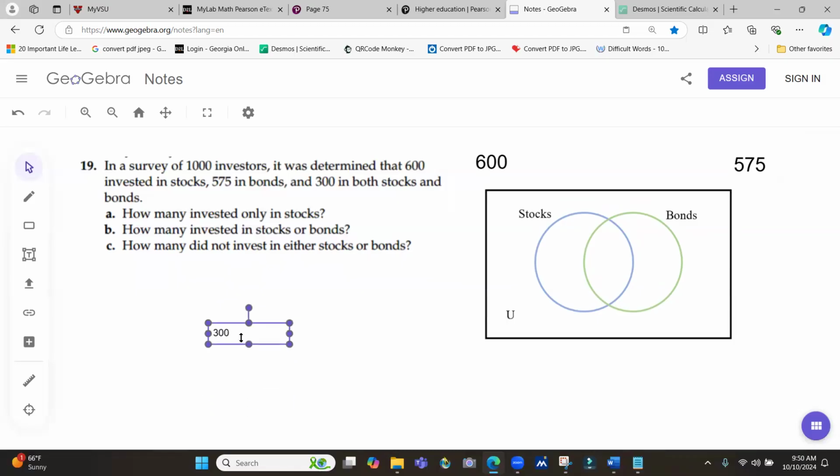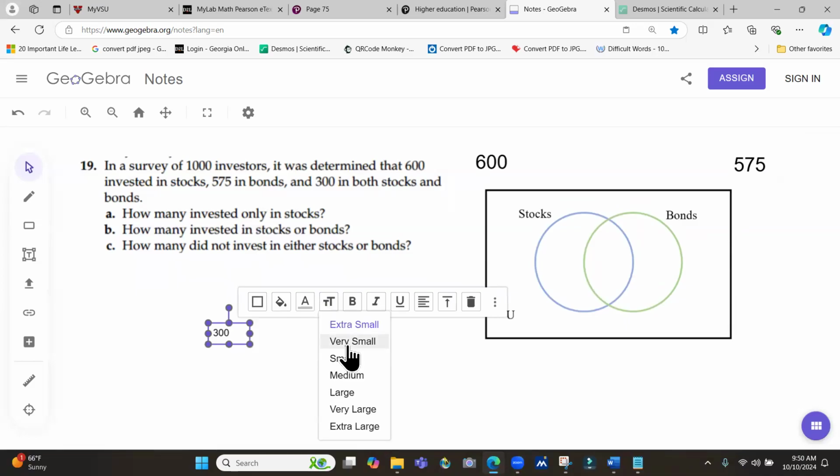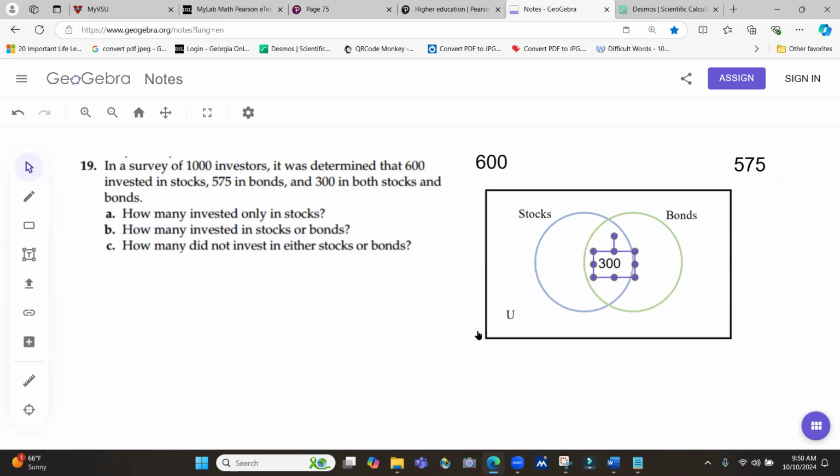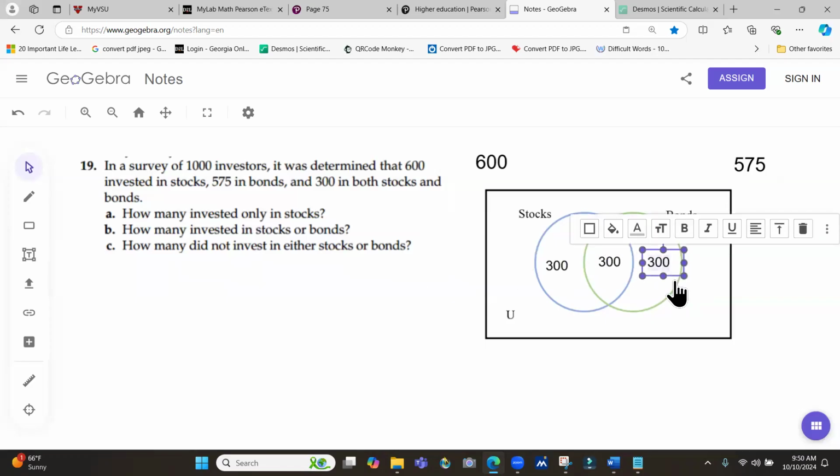Hope the number is not too small. You can still read it. Oh, let's make it a little bigger. Okay, I'm going to put this guy here. This is 300. That I can say. Now, I can determine this because the blue circle has two parts. These two parts must add up to 600. So this has to be 300 as well. The two parts within the green circle must add up to 575. I have 300 here, and 275 must go here. 575 minus 300 is 275.